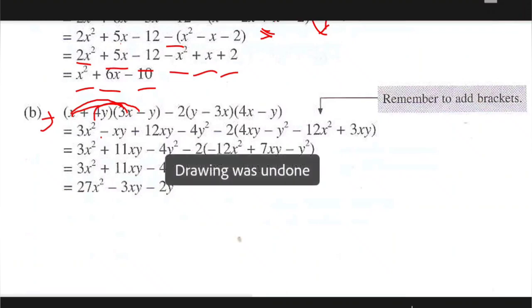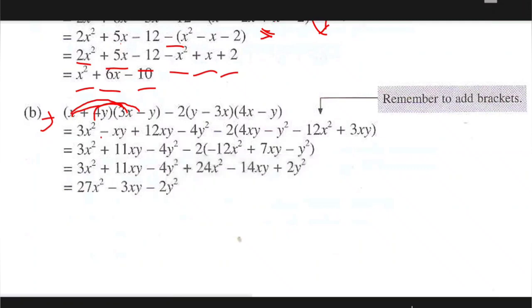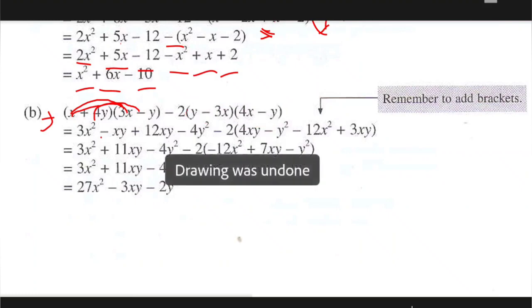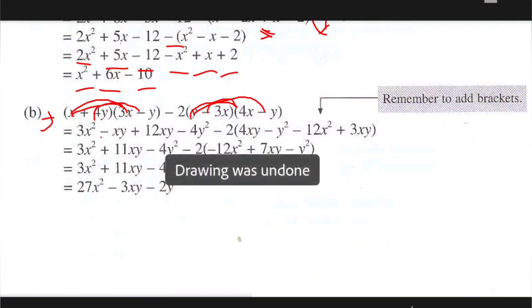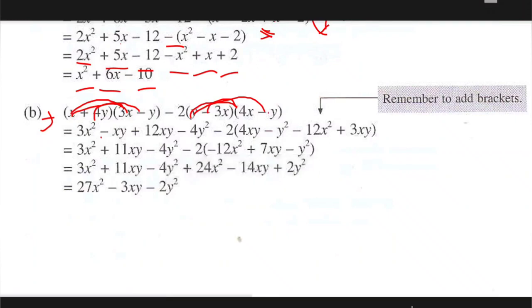And then we bring down the -2 and expand this bracket as well. y times 4x gives 4xy, y times -y gives -y squared, and then -3x times 4x gives -12x squared. And then -3x times -y gives +3xy.